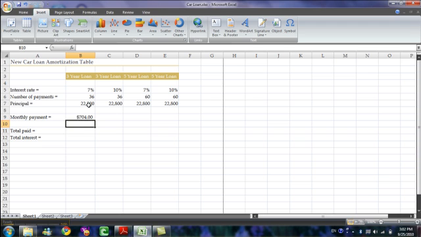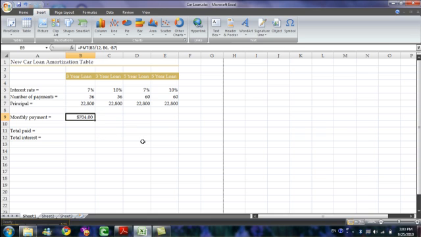Since the payments are made monthly, the interest rate should also be computed monthly by dividing the annual interest rate of 7% by 12. And the number of payments is 36, since 3 years times 12 months equals 36. And the principal is negative because it's the amount borrowed. Also, it shouldn't include a dollar sign or any commas.